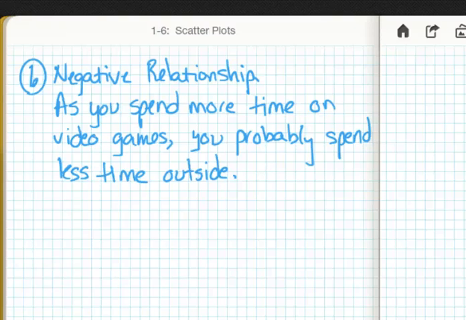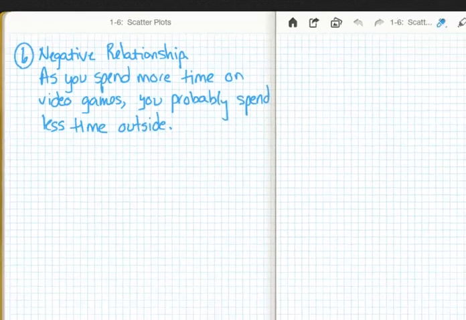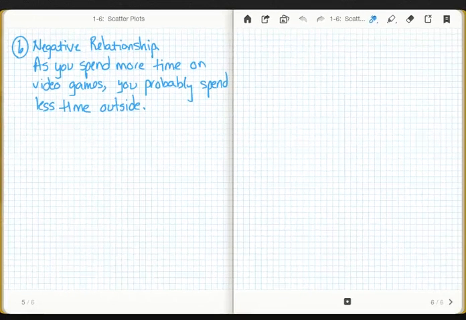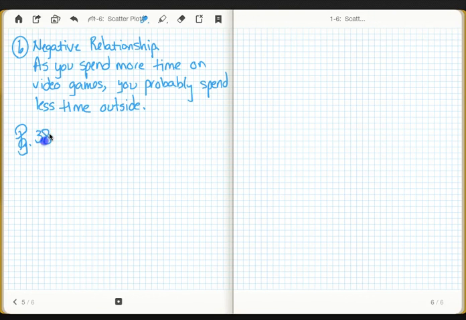What I'd like you to do now is to practice making your own scatter plot. So on page 38, so we're going back a page, I would like you to work on numbers 5 through 8. Now they already have a graph set up for you. The only thing that's missing is a title, so you need to put your own title in.